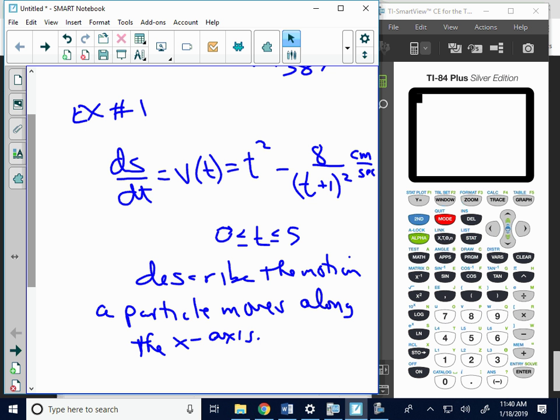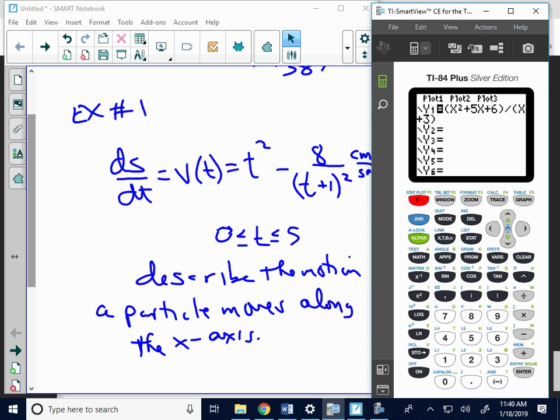So we're going to go to the calculator. Go to your calculator, and we'll dump in the velocity equation. They're using t. We're going to use x, right, because we're in function mode. So we're going to do x squared. Just dump this in with me if you could. Minus 8 divided by the quantity x plus 1, squared. Okay.